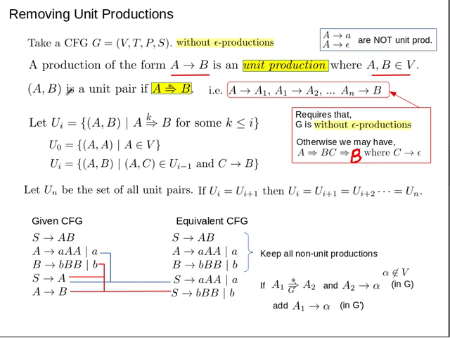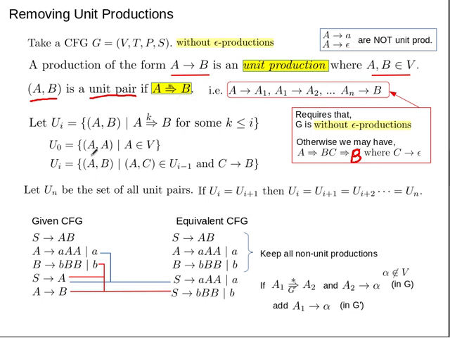So we will call AB a unit pair if you can derive just B from just A. So A can go to B. If that happens, then we call this a unit pair. And if our grammar is without epsilon production, then we know that AB is a unit pair if and only if there is a chain of unit productions going from A to B, if and only if it is without epsilon production.